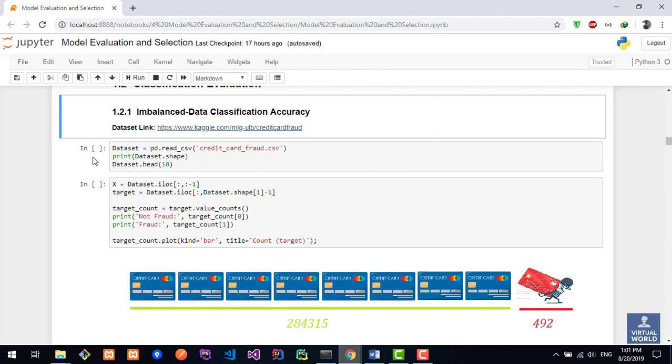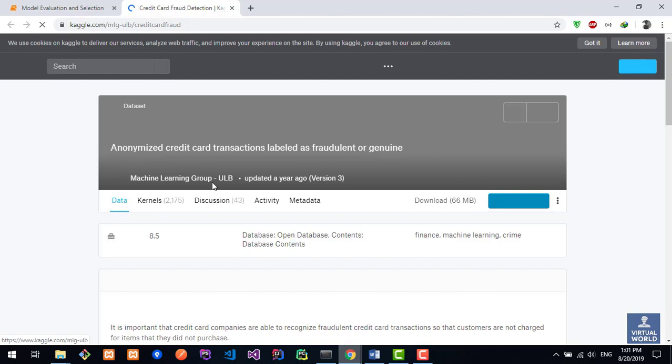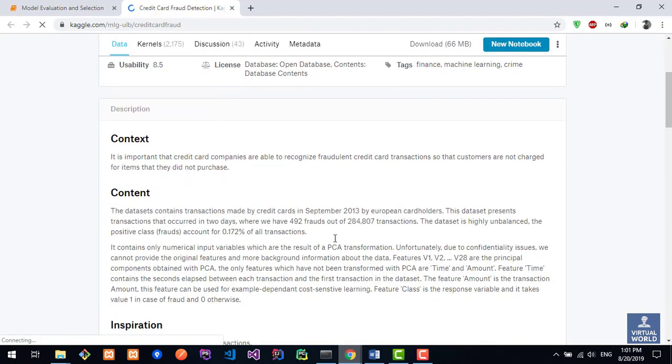Hello guys, in this lecture we are going to talk about the problem of classification accuracy in imbalanced data and how to overcome it. Let us first download the dataset we are going to use from the Kaggle site. Okay, so let's read the description of this dataset.